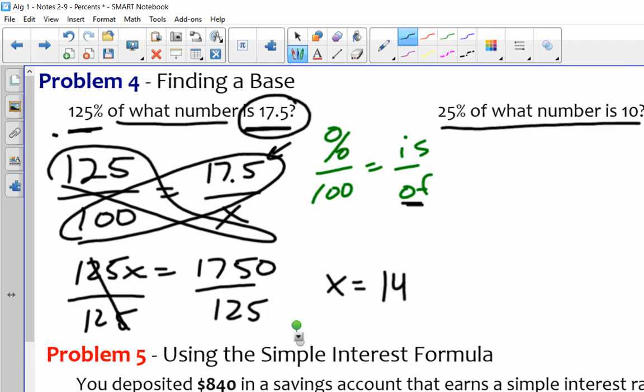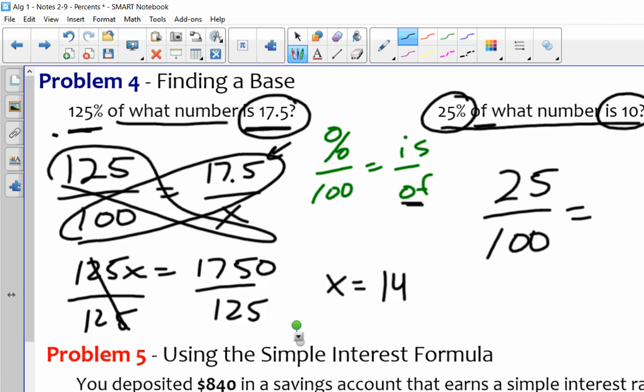Let's go to the next one. 25% of what number is 10? So they gave me a percent. They're giving me an is. I guess I have to find of, okay? So 25 over 100 equals 10 over x. And I'm going to assume that x is going to be bigger than 10 this time, because 25% is less than 100.